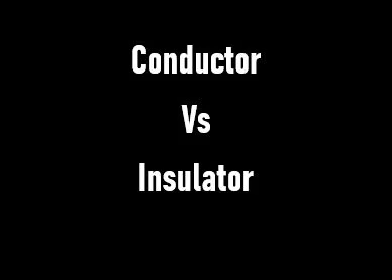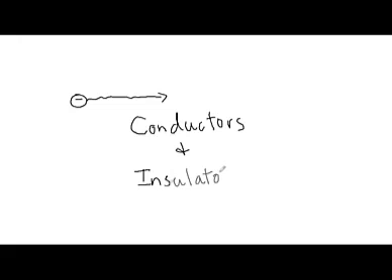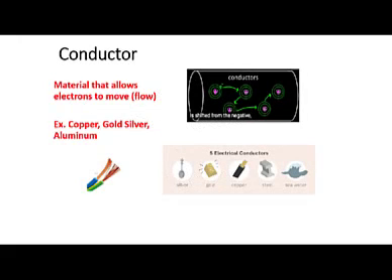If electricity is the movement of a charged particle, then we're going to need something for the charged particle to move through. It turns out certain materials allow charged particles to move better than others, and they fall into one of two classifications: conductors and insulators. A conductor is a material that allows charge to move through it much easier than an insulator.